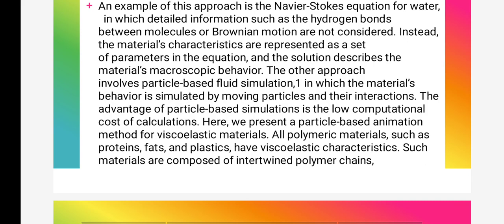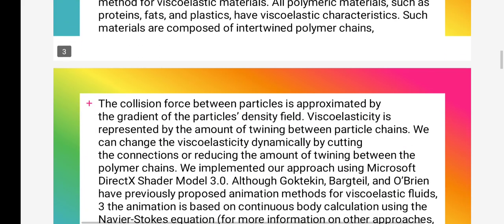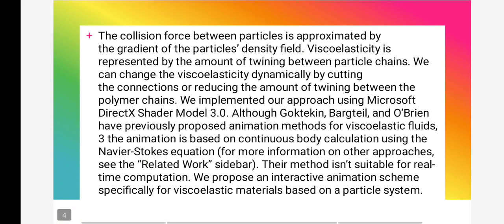All polymer materials such as proteins, fats, and plastics have viscoelastic characters. Such materials are composed of intertwined polymer chains. The collision force between particles is approximated by the gradient of the particles' density field. Viscosity is represented by the amount of twining between particle chains. We can change the viscoelasticity by cutting the connections or reducing the amount of twining between the polymer chains.